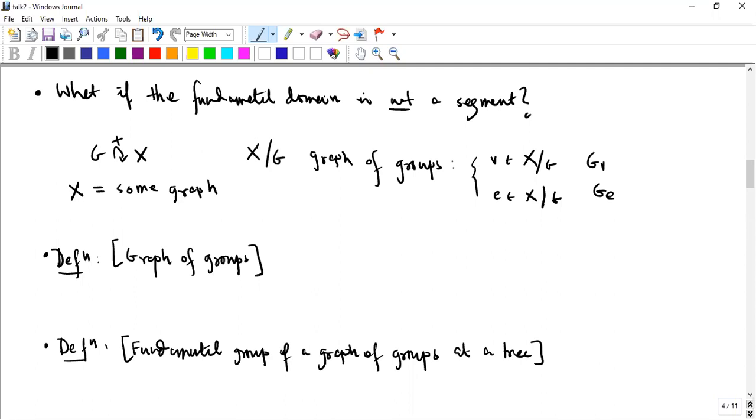So for every vertex of X by G, you have associated to it the stabilizer of a lift of that vertex in X. Every vertex in X by G comes from a bunch of vertices in X, all in the same G orbit. And all of those in the same G orbit have isomorphic stabilizers. They're all conjugate. So for every vertex in X by G, you have some isomorphism type of some group, G_V, the isomorphism type of the stabilizer. And for every edge, you also have the isomorphism type of the stabilizer of a lift of that edge in X.